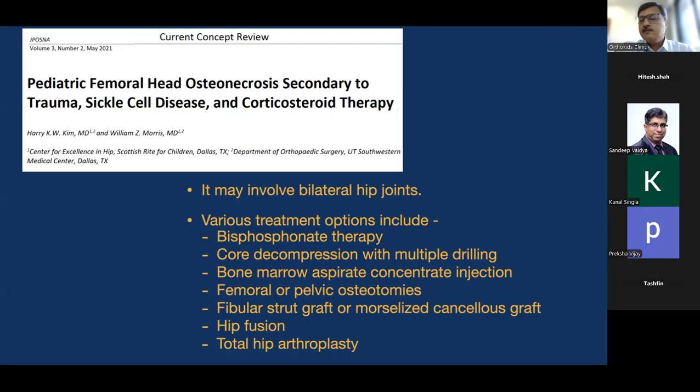We can have other treatment options, including bisphosphonate therapy, core decompression with multiple drilling, bone marrow aspirate concentration injections, femoral or pelvic osteotomies, fibular strut graft or morcellized cancellous bone graft, hip fusion, and total hip arthroplasty.